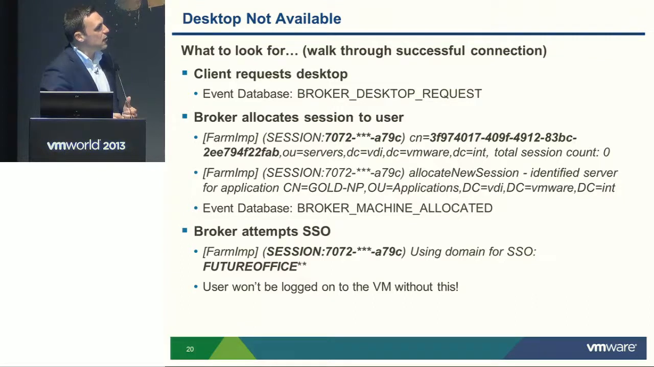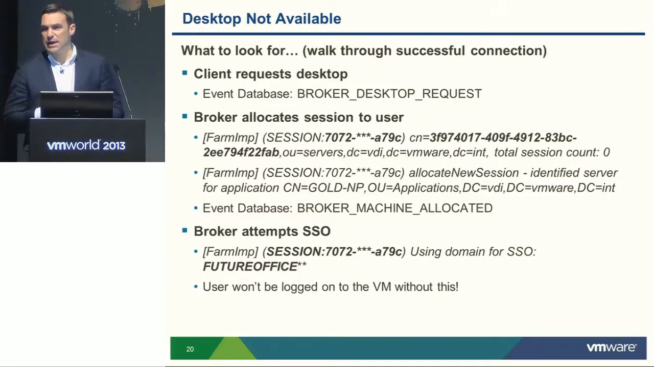So then we get this message here that we've allocated a VM to the user, this gold non-persistent pool, and the pools are stored under applications, okay? And then we get this event database entry that says broker machine has been allocated. And we're able to find a free desktop and pass it on to the user.